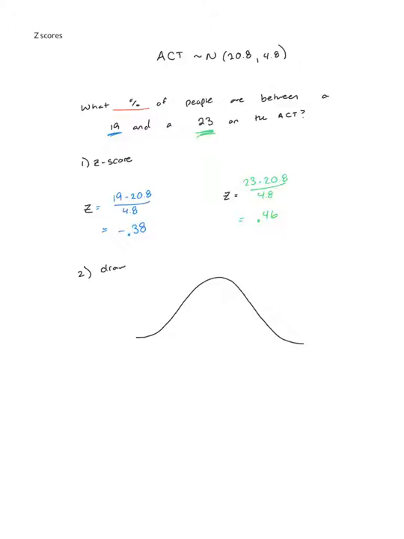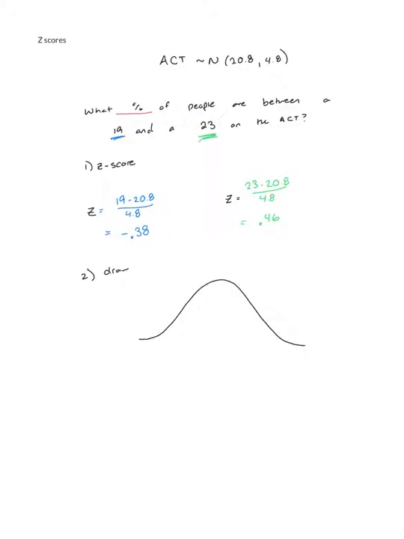I've got a z-score of negative 0.38, that's below the center. And I've got one at 0.46, that's above the center. And what I'm actually looking to find here is the percentage of people in between these. So I'm actually looking to find this value right here. Now the problem is the z-table doesn't give me in between percentages, so the only thing I can do is look at left end, lower end.